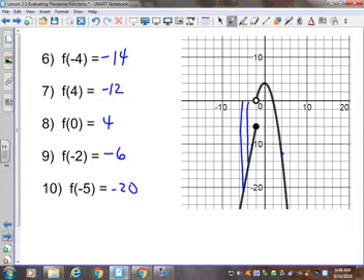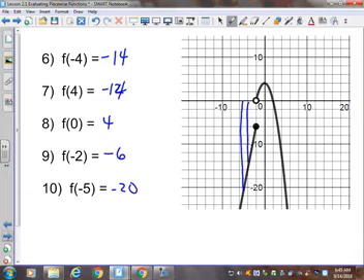So the only one that seemed to be a little bit iffy was number 7. And again, if you're not sure, now that I look at that, I think it really looks more like negative 14. All right, so that's how you look at a graph and choose what the function is evaluated at.